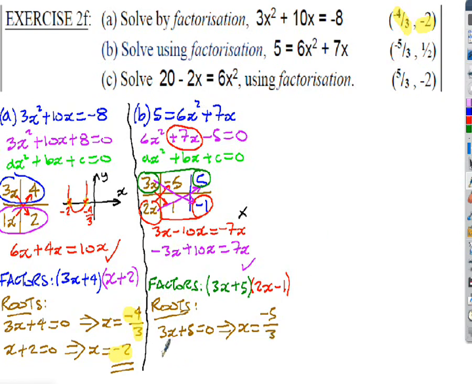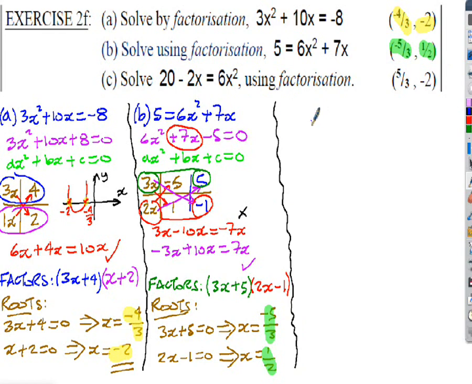And taking the second bracket, that will be 2x minus 1 is equal to 0. So rearranging, adding 1 to both sides and dividing by 2, x is equal to a half. And again, like I say, I've got the right values. x is negative 5 upon 3, shown here, and x is positive a half, and that's shown here.